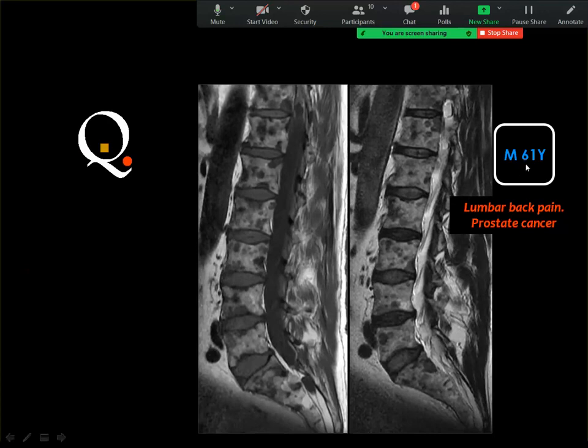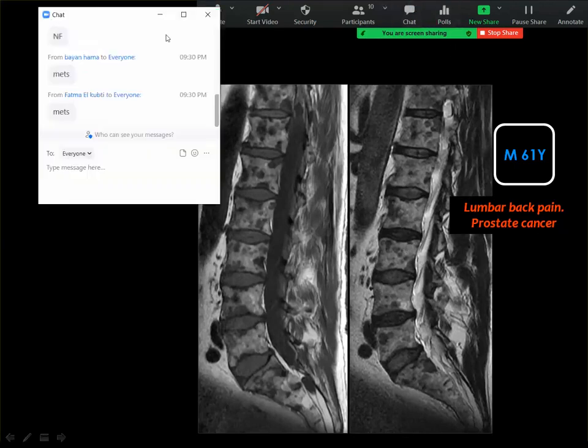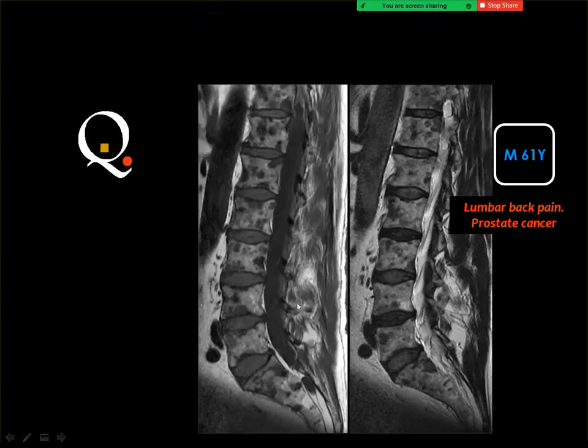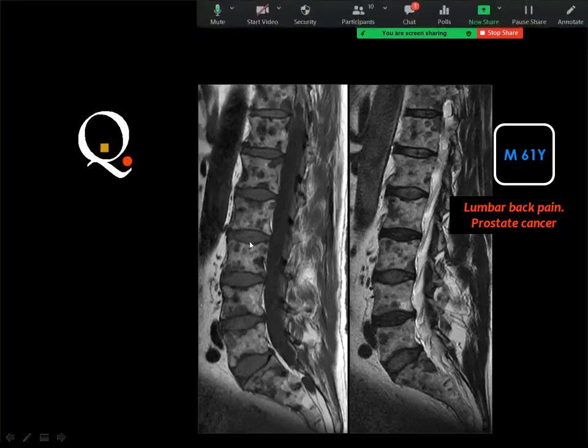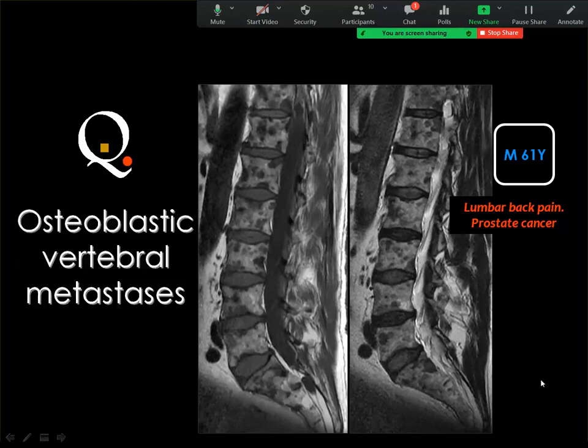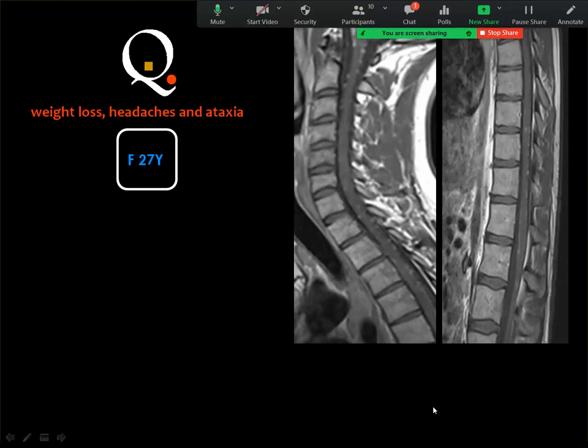This patient is 61 years old with low back pain and also a history of prostatic cancer. This is T1 and this is T2. Then this is sclerotic metastatic deposits. The answer is right. You got many marrow infiltrative lesions that are of black signal in the T1 and T2 weighted images, diagnostic of sclerotic or osteoblastic vertebral metastasis.